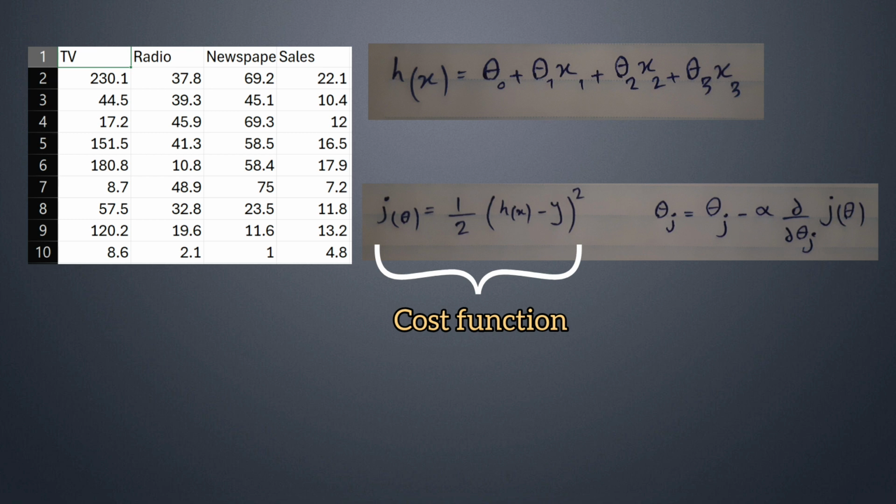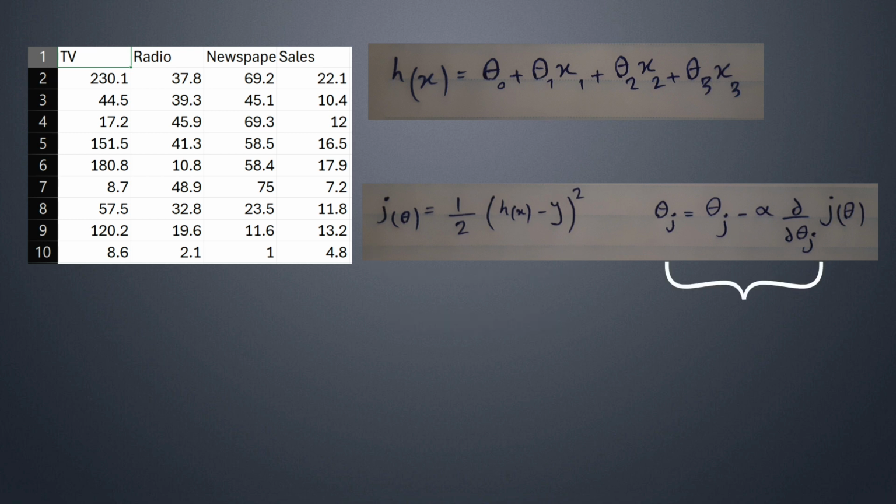Now we should update parameters with this equation. In this equation we have to take the derivative of the cost function j of theta with respect to theta and multiply it by alpha. Alpha is learning rate. So what is learning rate?